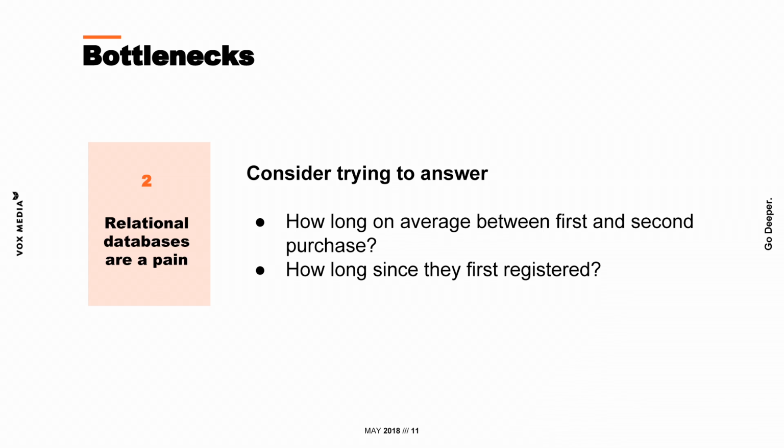All right, so let's try thinking about answering a question from our relational database. On average, what's the time between first and second purchase? And maybe we could also ask a secondary question, like what's the time between your first purchase and when you registered on the website, something like that.